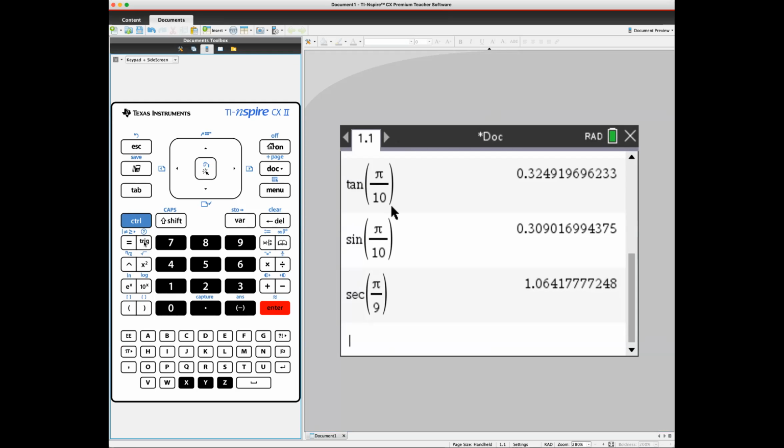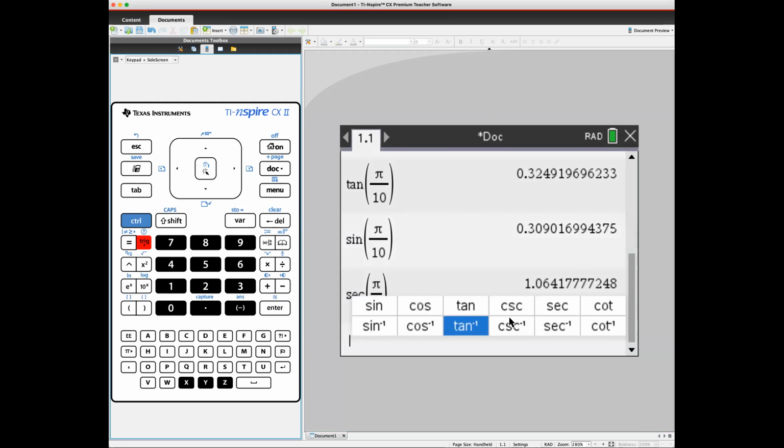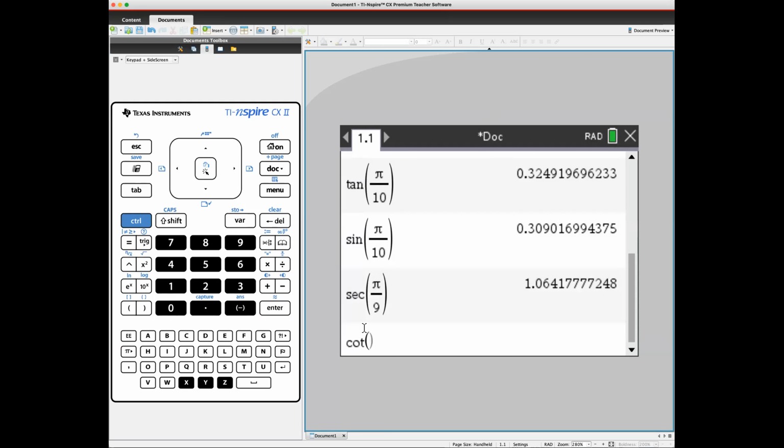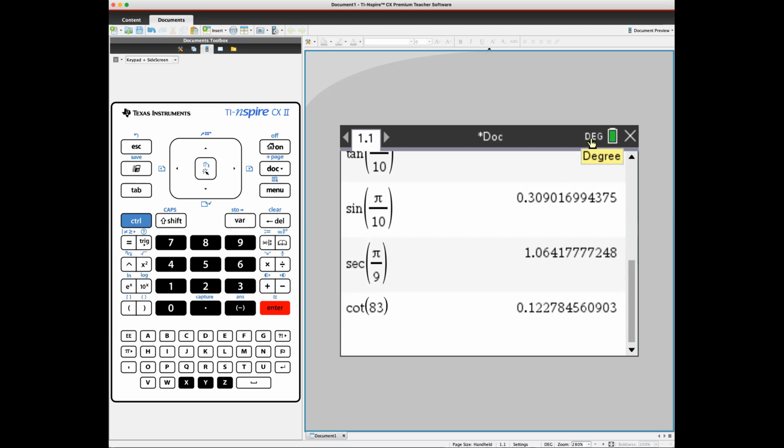I'm going to do the last two computations here without going back and forth between the notes. So we're going to go trig. We're going to get the cotangent because we want to do cotangent of 83 degrees. So either switch to degree mode and hit enter, and that's the value. Or if you're in radian mode, you can force it to be degrees with the degree symbol. So that's cotangent 83 degrees.